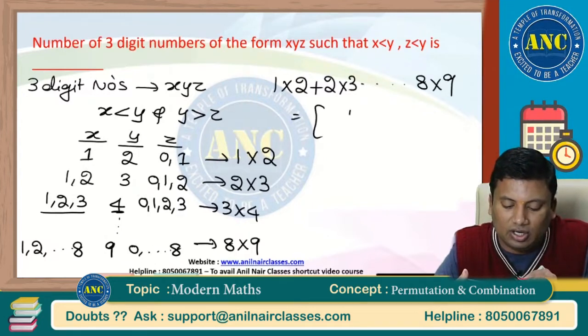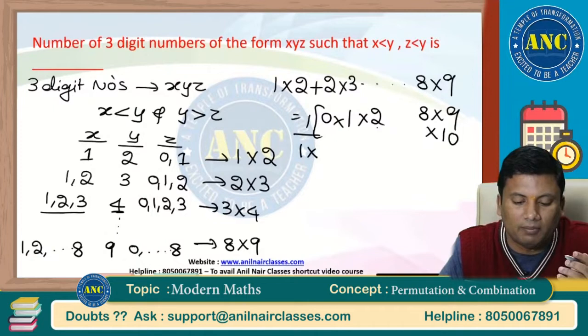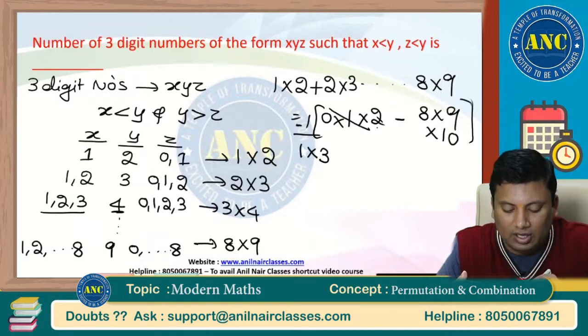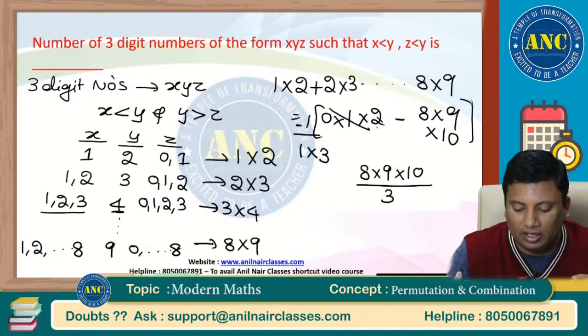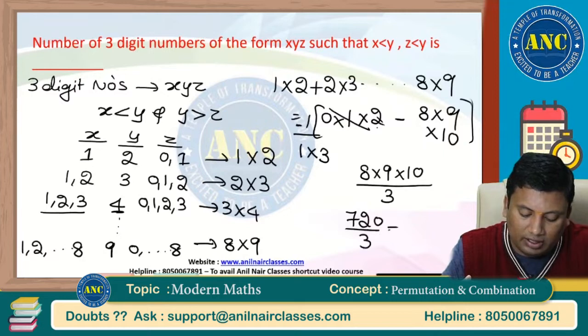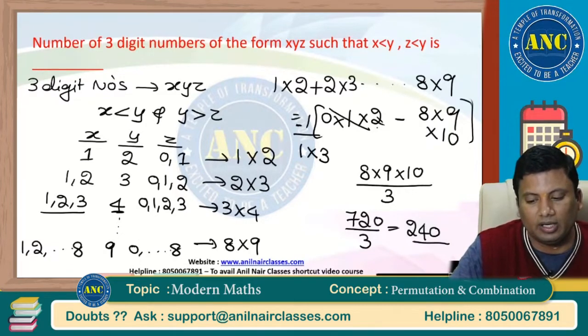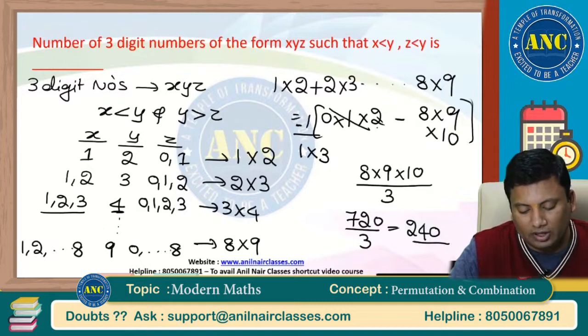Already we discussed this shortcut. 1 into 2, 2 into 3, up to 8 into 9. The difference is 1. Go 1 unit before, 1 unit after, divide by 1 into 1 by 1 into 2 numerical values becoming 3. Minus, minus, minus into minus is plus. So it is 8 into 9 into 10 divided by 3, which is 720 divided by 3, which is 240. I hope the idea is clear.